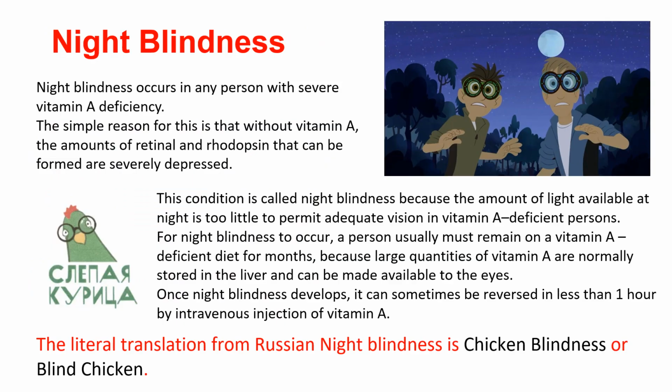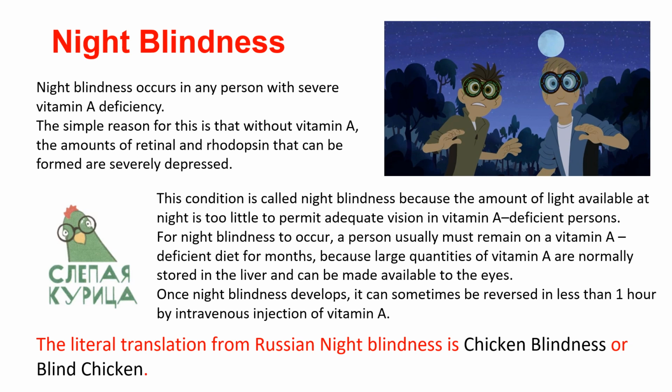Night blindness. Night blindness occurs in any person with severe vitamin A deficiency. The simple reason for this is that without vitamin A, the amounts of retinal and rhodopsin that can be formed are severely depressed. This condition is called night blindness because the amount of light available at night is too little to permit adequate vision in vitamin A deficient persons.